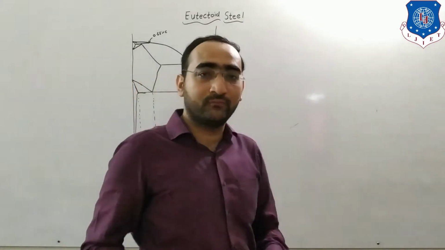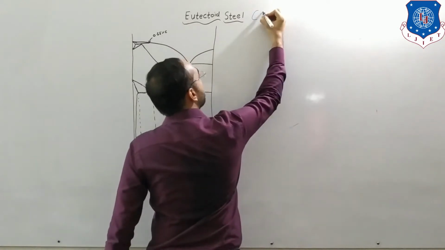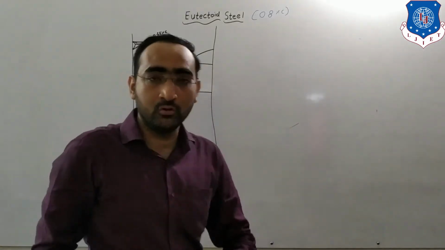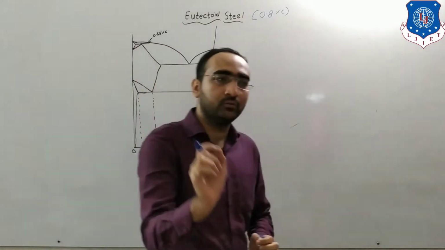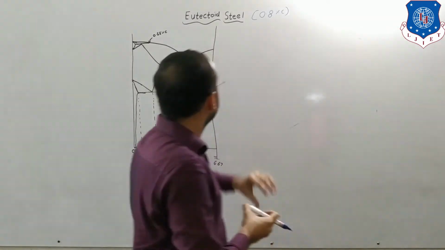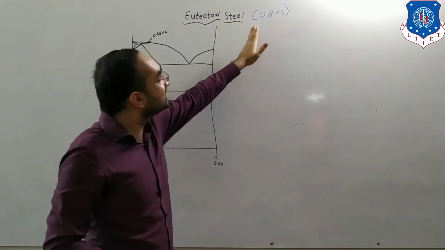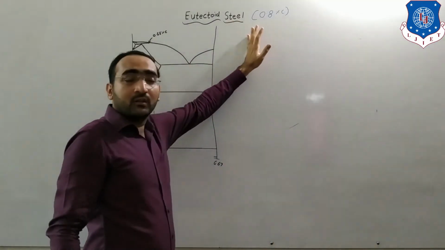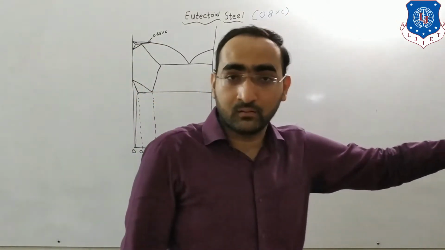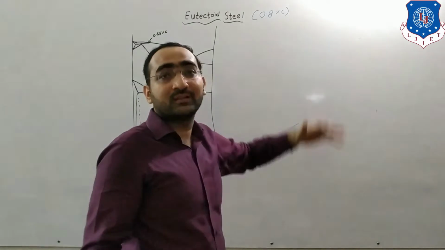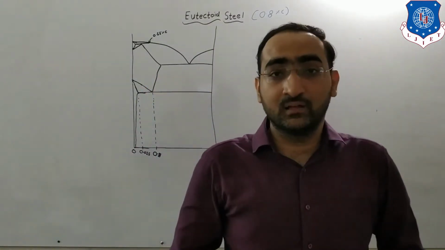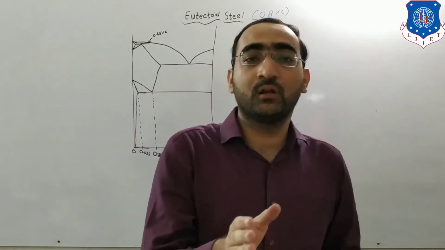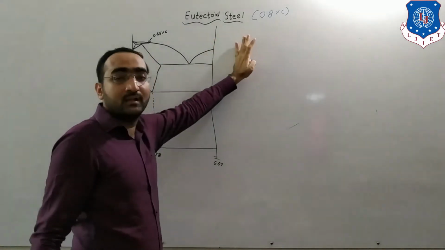Eutectoid steel is that type of steel which occurs at 0.8% carbon only. So there is no range. Only at a particular percentage of carbon is this eutectoid steel going to occur. That is, it occurs at 0.8% carbon only. So whenever you are manufacturing such a material, during the melting and after melting, when the solidification process starts, which are the different stages a steel is going to go through? That is what we will be studying in this video.